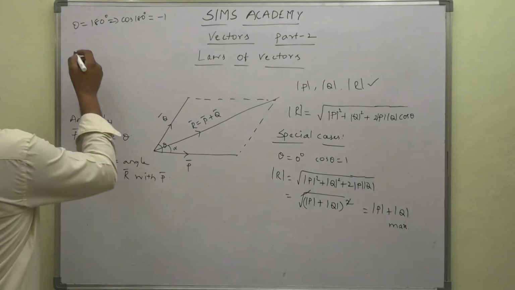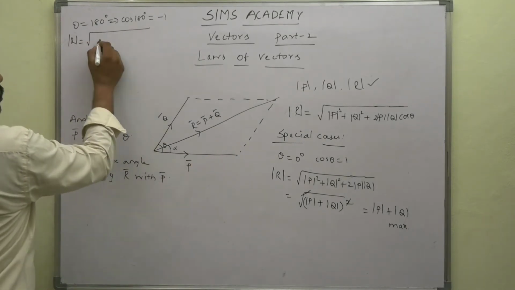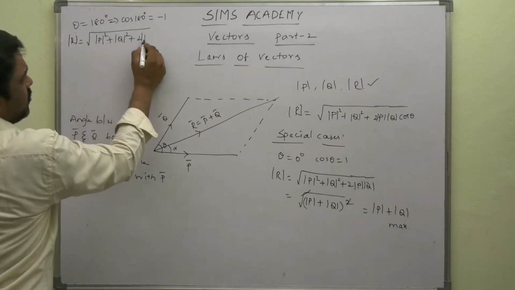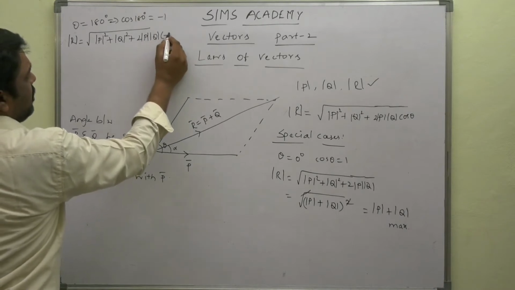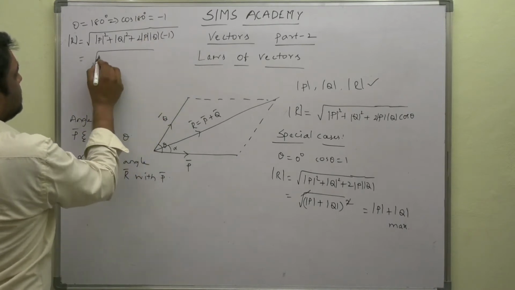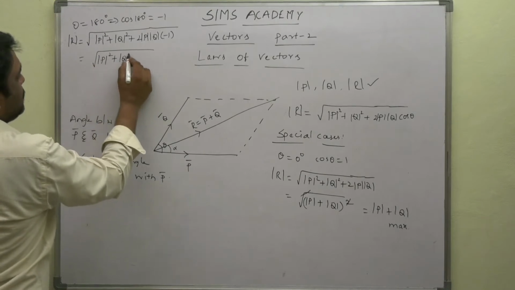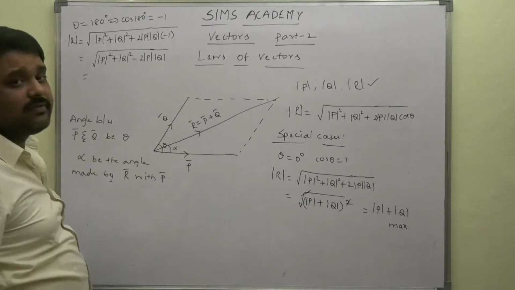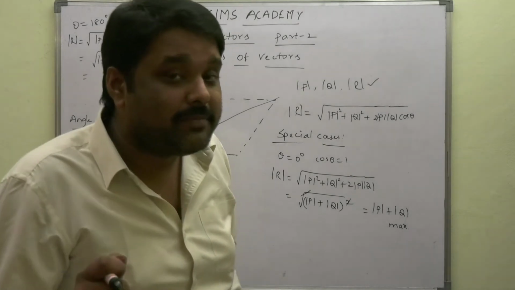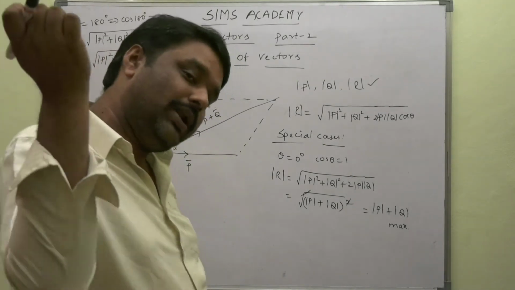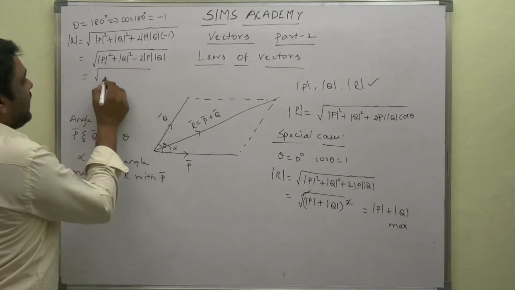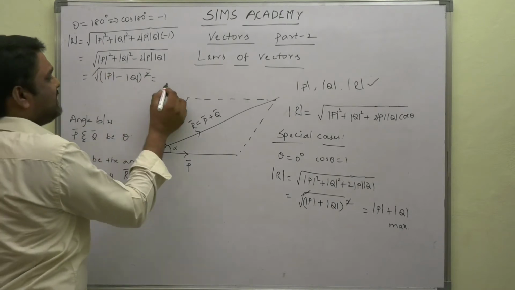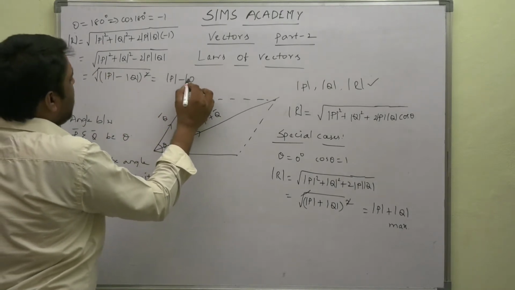Then what do we get? Mod R equals the square root of mod P whole square plus Q whole square plus 2 mod P into mod Q into minus 1. That is nothing but P square plus Q square minus 2PQ, again a square plus b square minus 2ab. It becomes a minus b whole square. That is the square root of mod P minus mod Q whole square, and the square and root get cancelled. We are left with mod P minus mod Q.